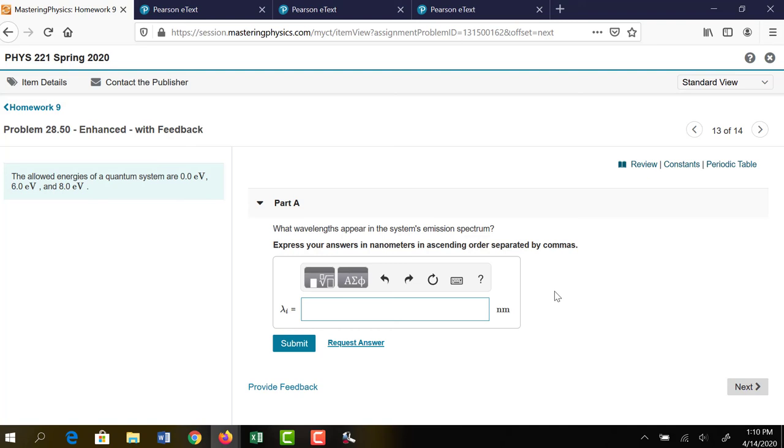Well, this one doesn't have a nice little chart, but it's the same problem, really. The allowed energies of a quantum system are 0, 6, and 8. So just think of that last picture. Instead of it being 0, 1.5, and 4, this is 0, 6, and 8. What wavelengths appear in the emission spectrum? So same problem. There should be 3 of them, right?